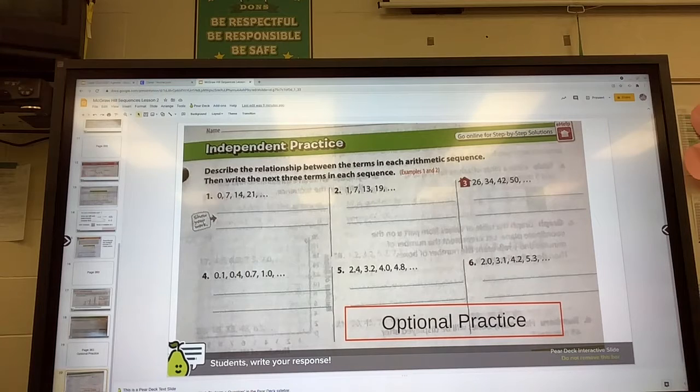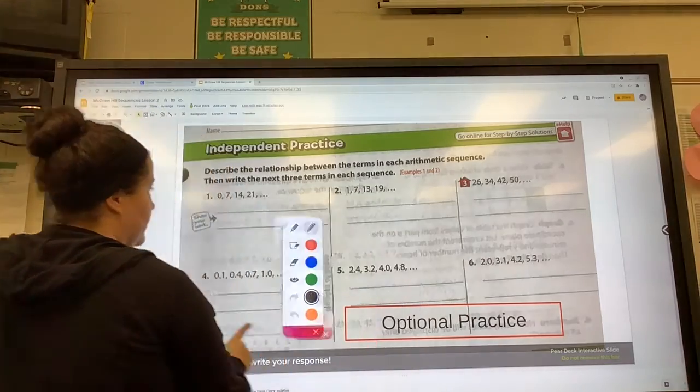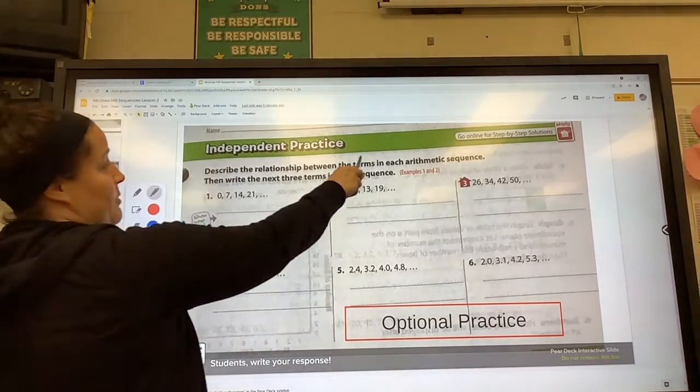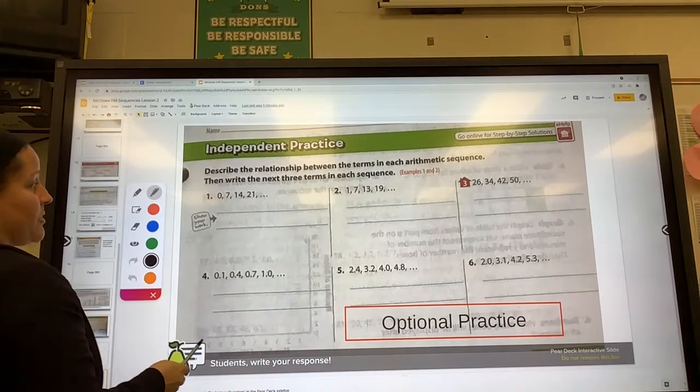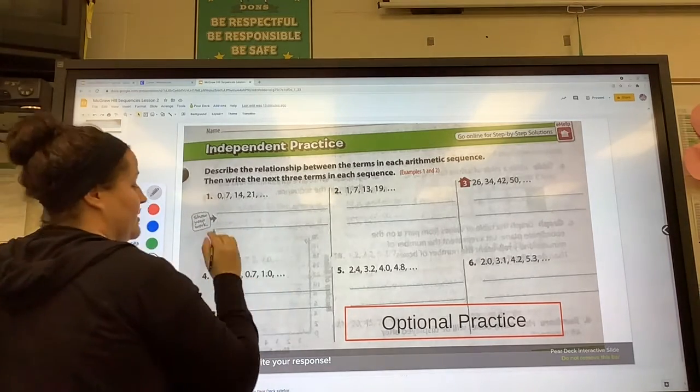So I'm going to go through a couple of the independent practice problems on page 361. These are optional. So describe the relationship between the terms and then write the next three terms. So first you have to see what's happening to each term and then figure out the next three.